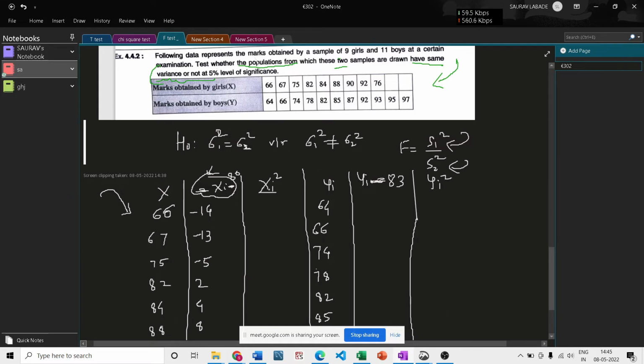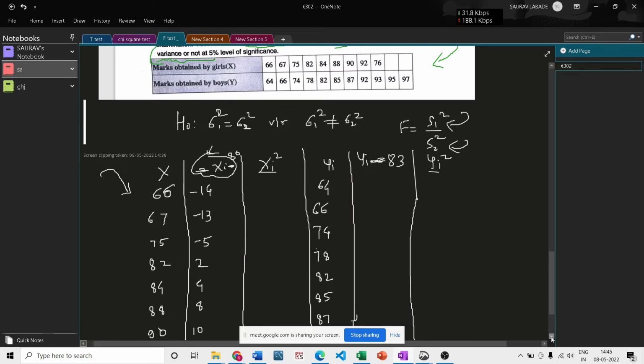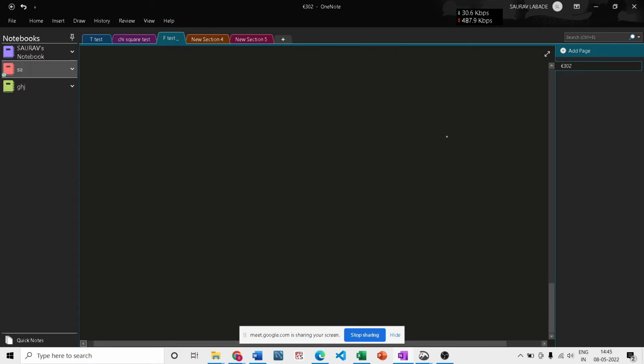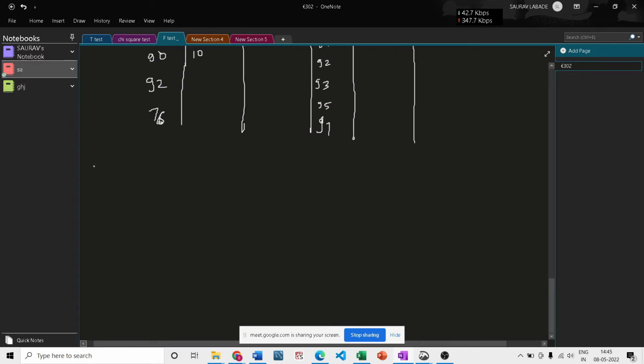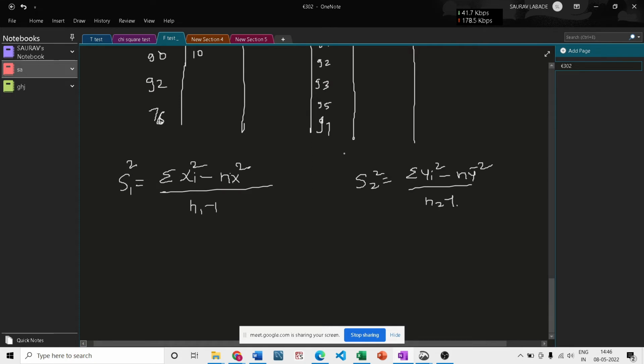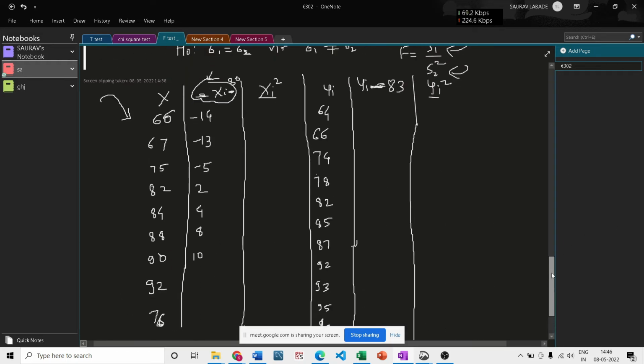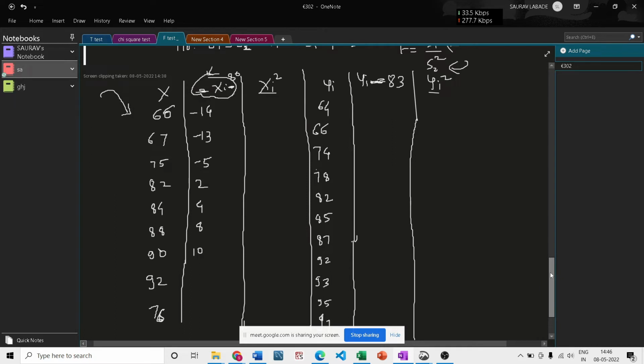Now, why do I want this x square value? Because I have to find s1 square and s2 square. And you know the formula of s1 square: summation of xi square minus n x bar square upon n1 minus 1. And s2 square is summation of yi square minus n y bar square upon n2 minus 1, right? So for that I want summation of xi square, and that is the reason I am finding this xi square.